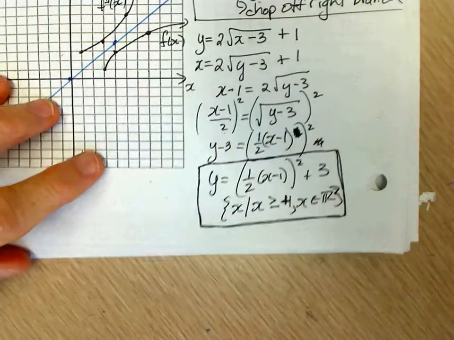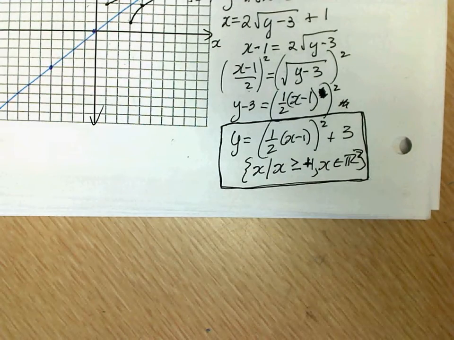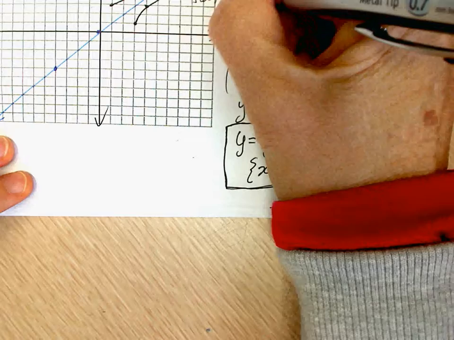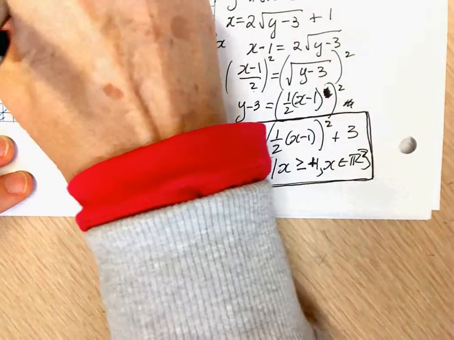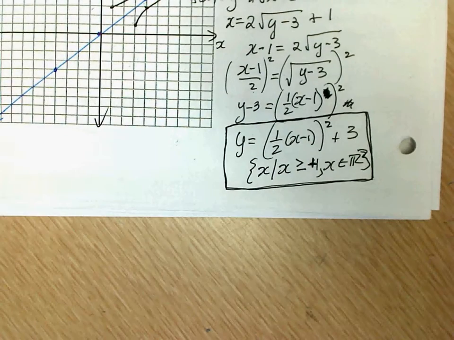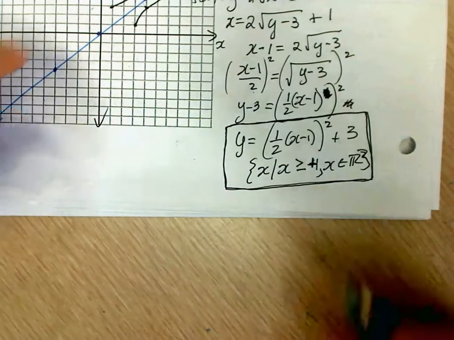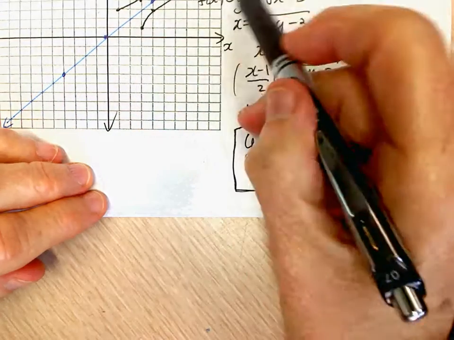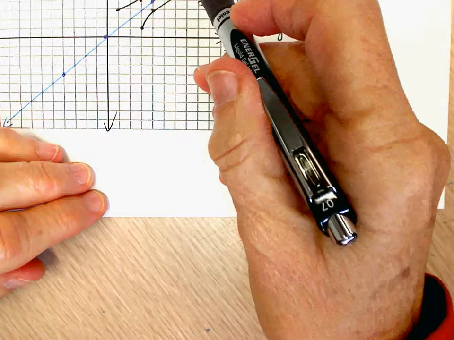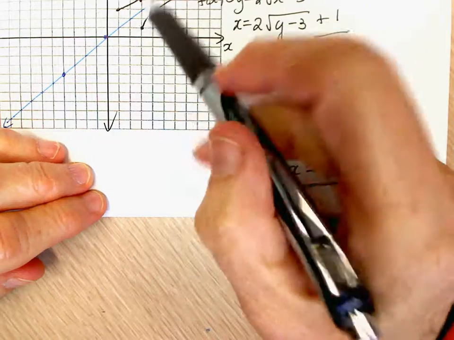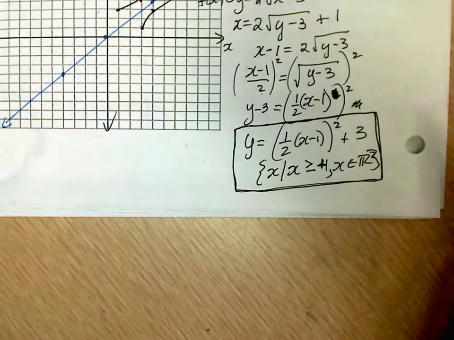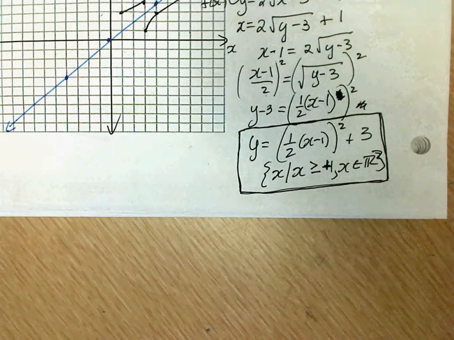So that was part A. The graph was part B. Let's do the domain and range for each. Remember, the domain of f of x becomes the range of the inverse, and the range of f of x becomes the domain, because we swap x and y. It's a reflection over the line y equals x.